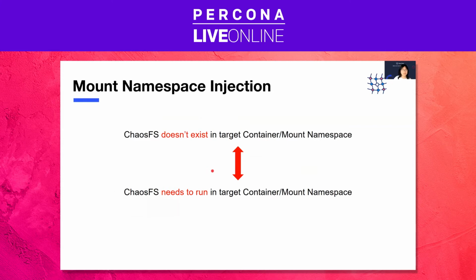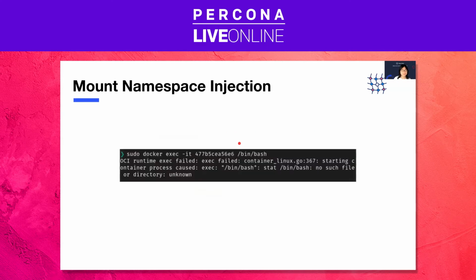After solving the open files problem, let's come to the last problem: how to inject into the container, as the container is a technology about isolation and security. The problem is that the ChaosFS program should run inside the target container, but it doesn't exist in the target container. Here is a similar example. Have you tried to run bash in a container, but sadly found that bash doesn't exist in the target container? ChaosFS is facing the same embarrassing situation.